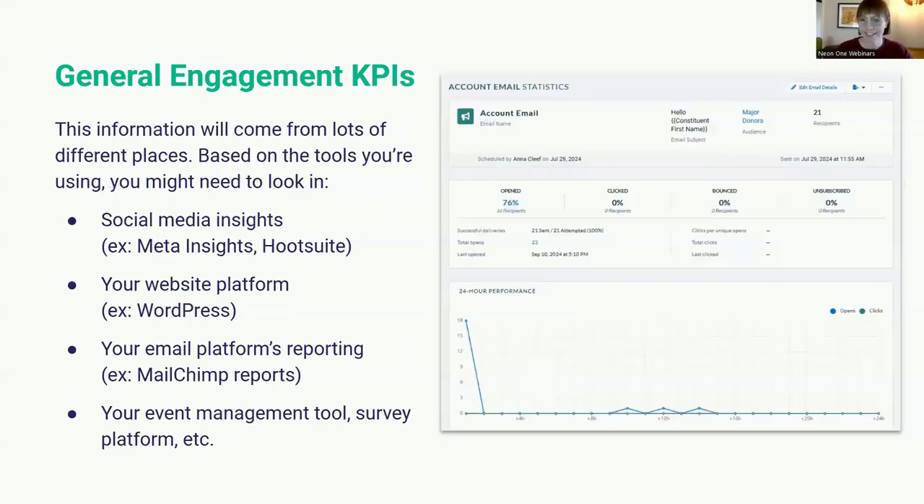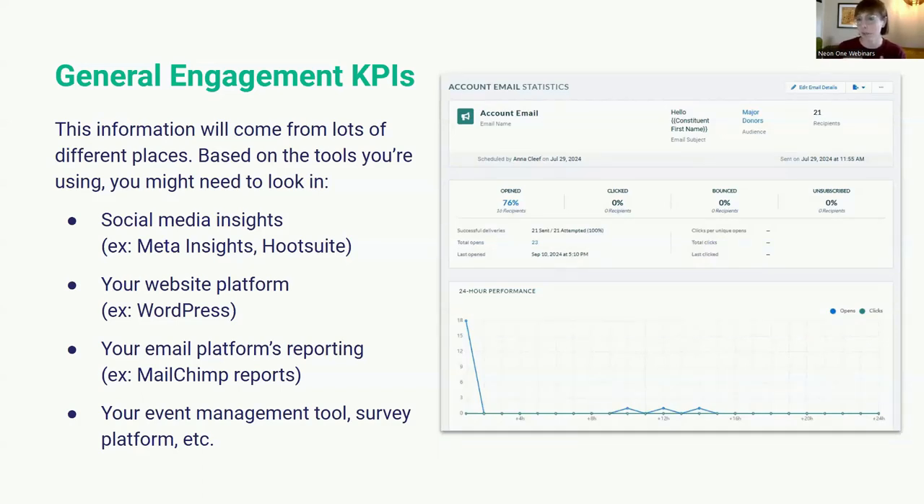Now, the tricky part with this is that there is no one place that you can collect all of these individual data points. This is true because you're probably engaging your community on a lot of different channels, and each of those channels probably has its own reporting system. There is a possibility that some of these are in the same place. So, for some of you, say if you're using Neon CRM, for example, you can get things like your email metrics from there. You can get a couple things from there.